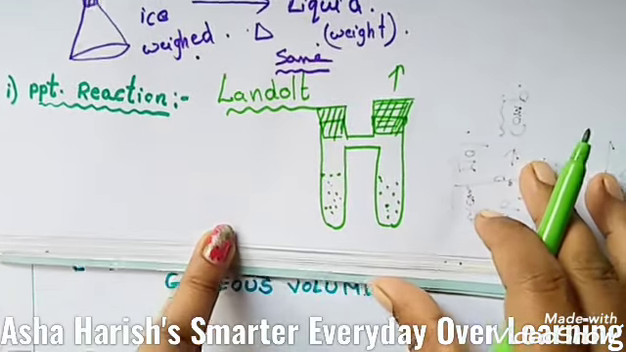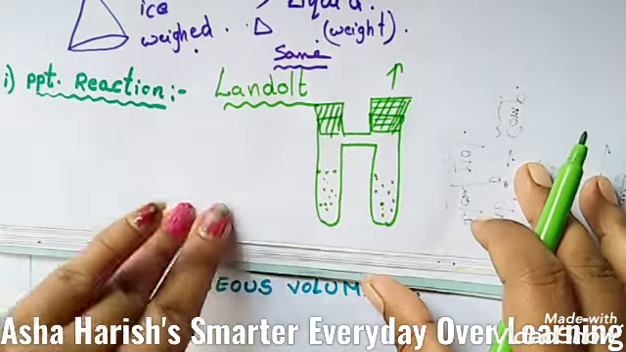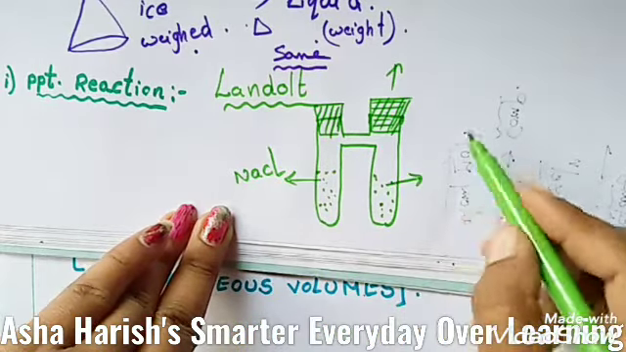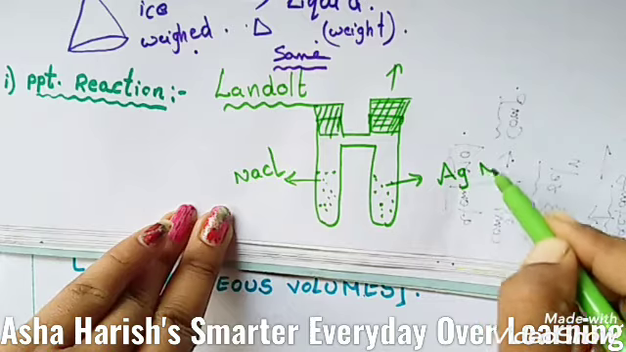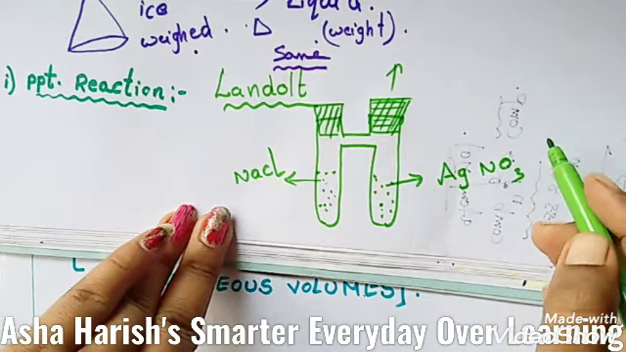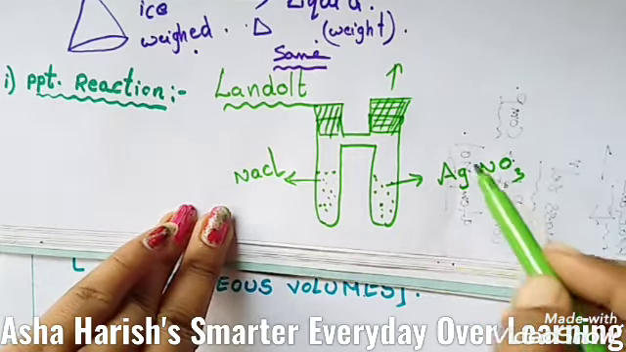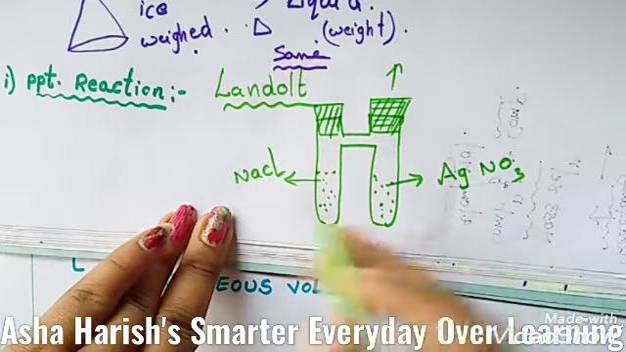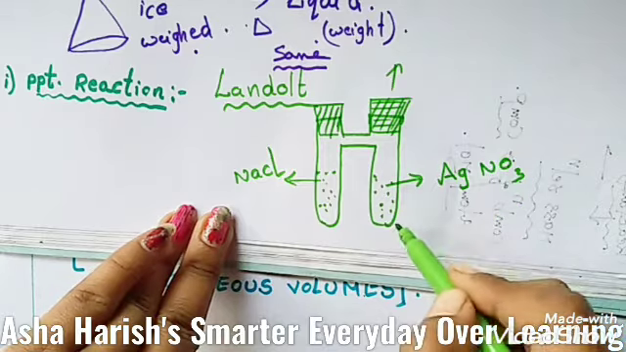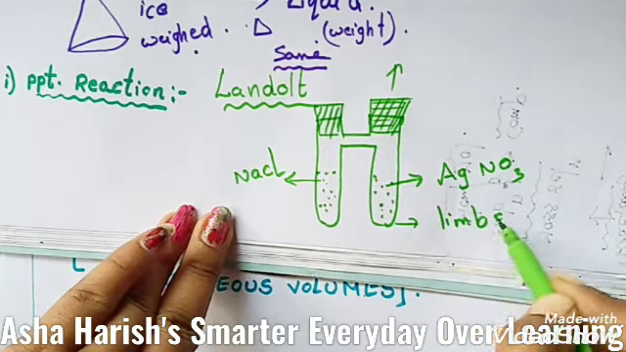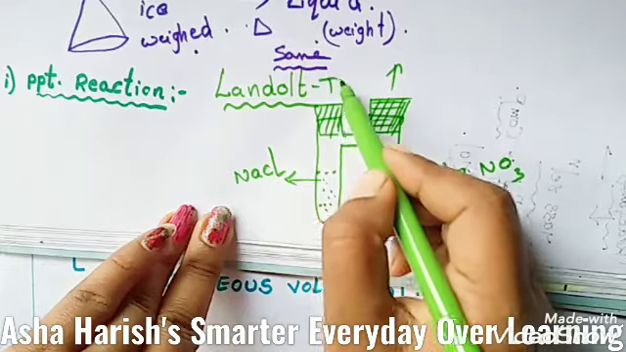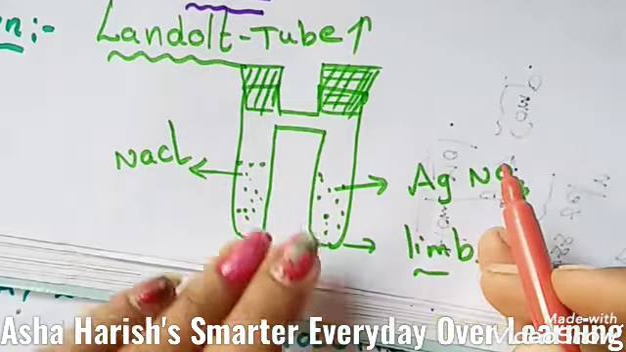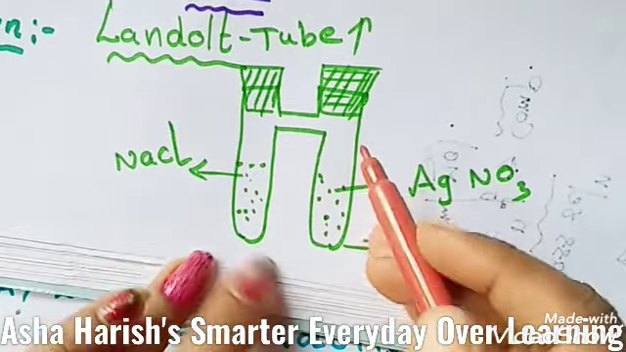In the first tube of the Landolt tube there is sodium chloride solution, and in the second tube we take silver nitrate, AgNO3, solution. So Landolt took the solutions of sodium chloride and silver nitrate separately in the two limbs of the Landolt tube. These two are called limbs. This is entirely called the Landolt tube. The limbs were then corked and the tube was weighed.